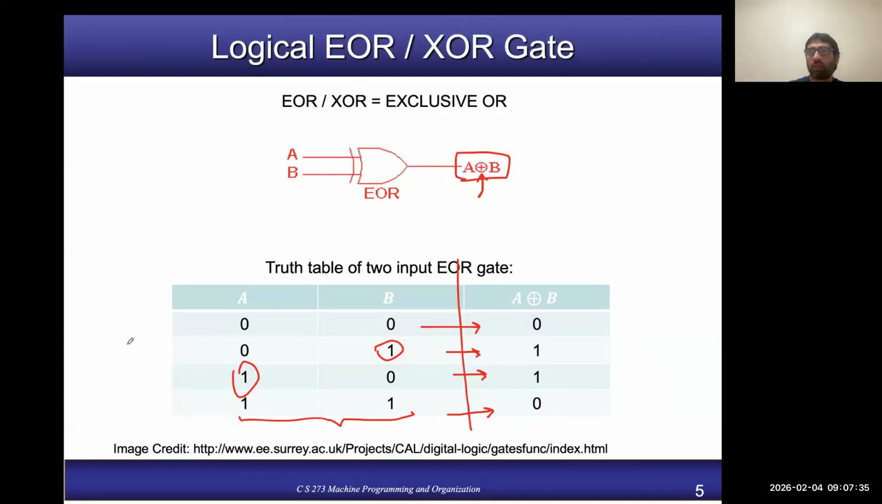Okay, now we are done with our discussion of the basic logic gates like AND, OR, NAND, exclusive OR, and NOT, right? We haven't covered NOR, but it's not important.